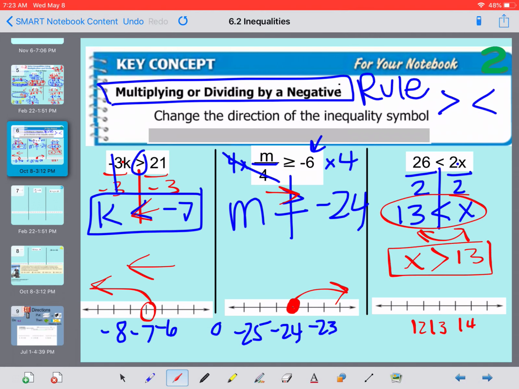12, 13, 14. We have an open circle because there's no equal to. It's just greater than 13. Numbers greater than 13 will be towards 14, to the right.